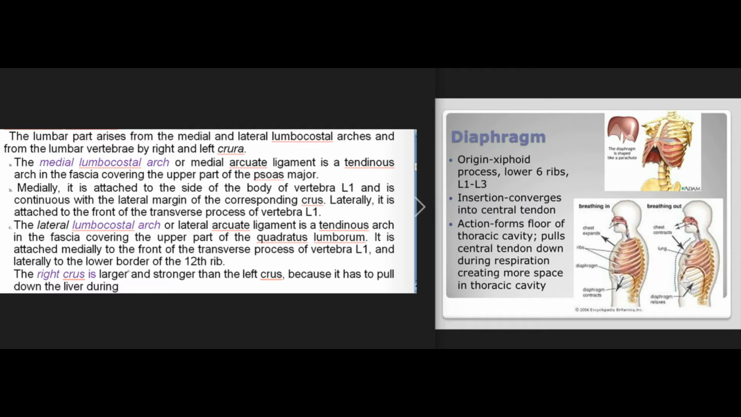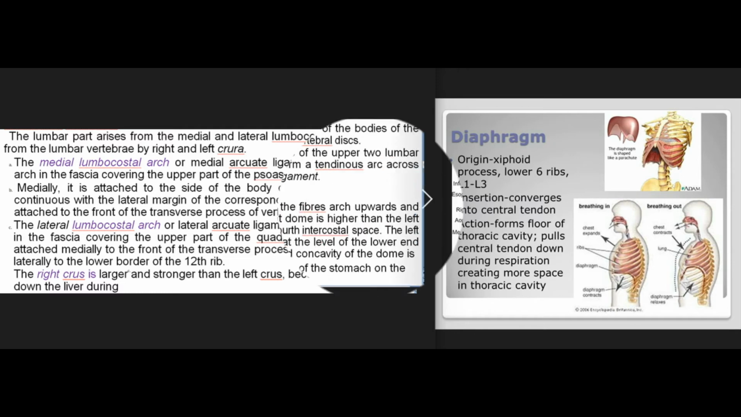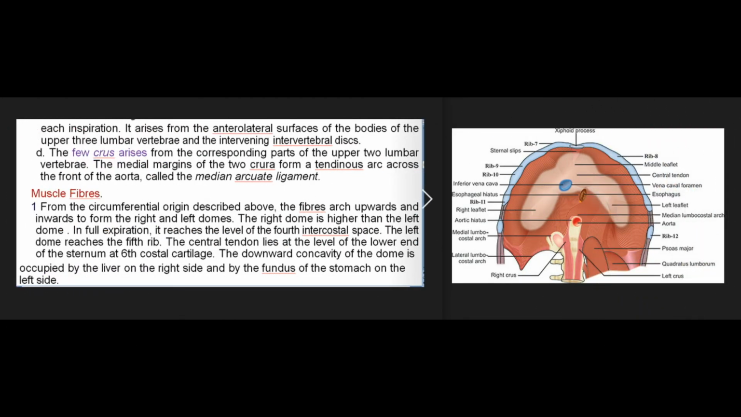The right crus is larger and stronger than the left crus, because it has to pull down the liver during each inspiration. It arises from the anterolateral surfaces of the bodies of the upper 3 lumbar vertebrae and the intervening intervertebral discs. D. The left crus arises from the corresponding parts of the upper 2 lumbar vertebrae. The medial margins of the 2 crura form a tendinous arch across the front of the aorta, called the median arcuate ligament.